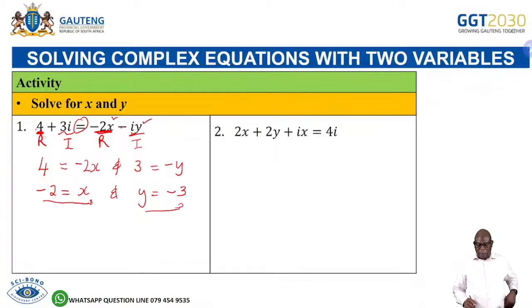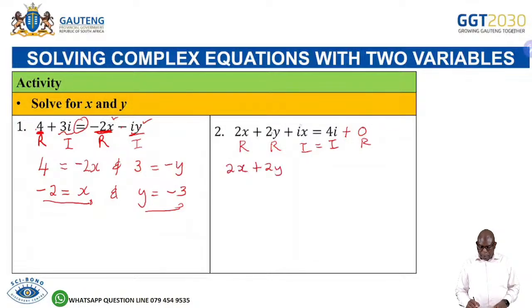Same applies to this one. In this case, I can see I don't have any real part, so let me just put a 0 there, plus 0. Now, which one is the real? This is the real part. This is the real part. This is the imaginary, and real. Right? So let's put that together. The real part plus the real part. Any real part on the left? Nothing. On the right-hand side, the real part is 0.